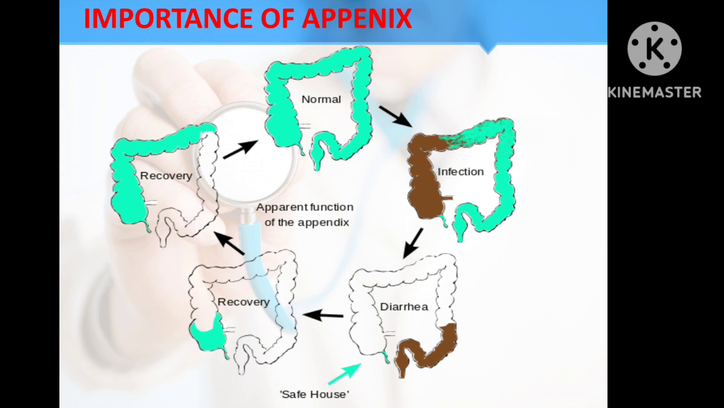The appendix is also called a safe house because it houses and cultivates the beneficial gut flora called bifidobacteria, which can repopulate the digestive system following an illness that wipes out the normal population of the flora.